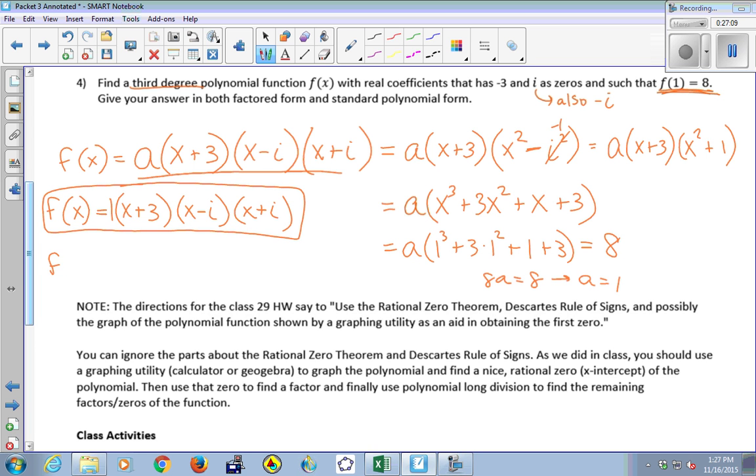In my multiplied out form, I was almost there at this point, right? All I have to do is replace my a with a 1 and distribute it. So if I replace the a with a 1 and distribute, I just get x cubed plus 3x squared plus x plus 3.